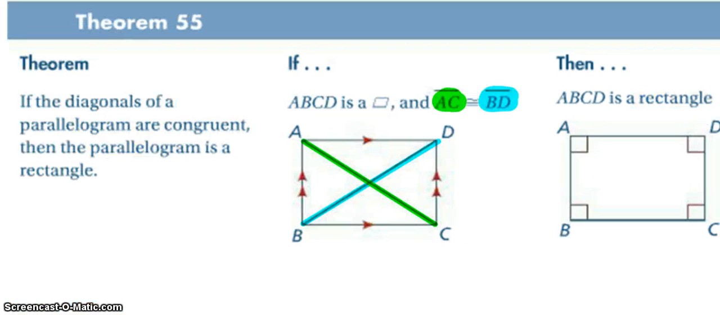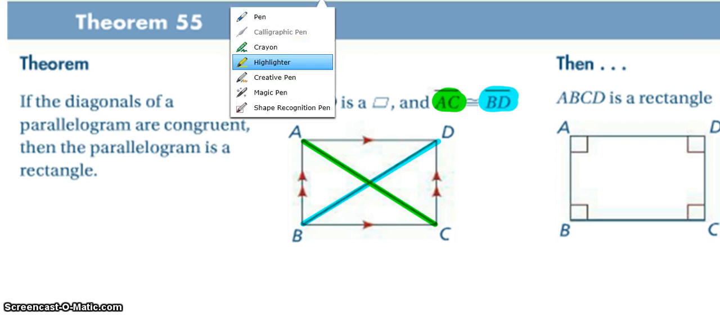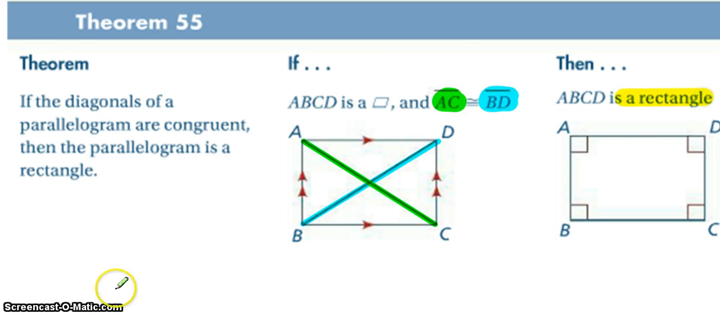So now Theorem 55 talks about our special property of rectangles. If I have a parallelogram, again we see the parallel opposite sides. If I have a parallelogram where I can find its diagonals to be congruent to each other, then I know that this parallelogram is a rectangle.